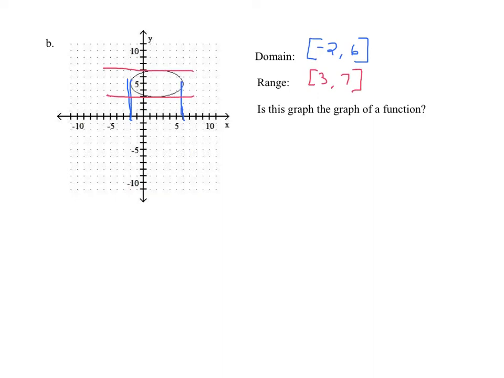Now, is this the graph of a function? Absolutely not, because if I draw a vertical line, even once, it hits this graph in 2 places. That means when x is equal to 4, it has 2 y values, this one and that one, so that's bad. So this is not a function. If I could spell, that would be really super great.